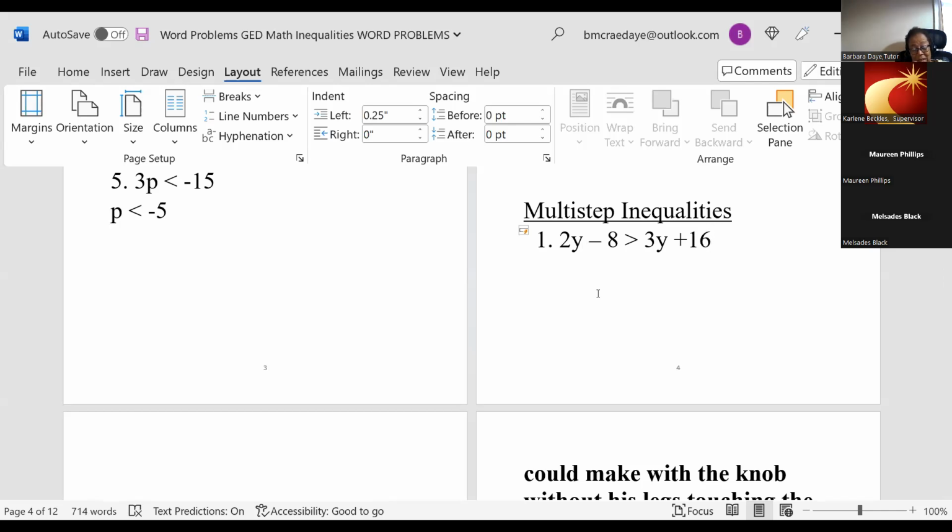Okay, so now this one where you have multi-steps, there's no one way to do it. Remember, you want to get all of your constants together and all of your variables together. And you want your variables on the left, all right? So what we can do first is subtract 3y from both sides. Now let me just copy that and do that subtraction.